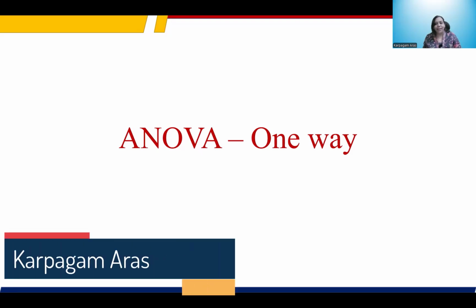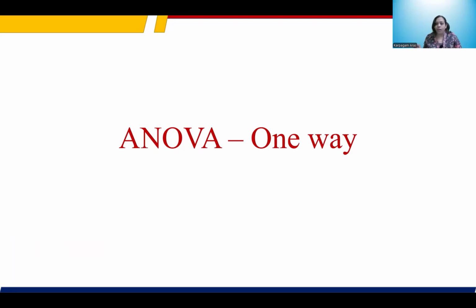Hi, welcome back. In this session, I'm going to walk you through one-way ANOVA. ANOVA is also known as analysis of variance, or the F-test. Why is it called one-way ANOVA? Because we are going to deal with only one independent variable under the study.